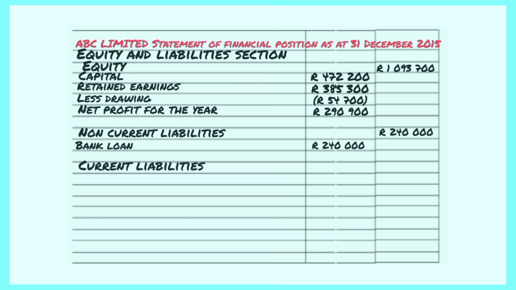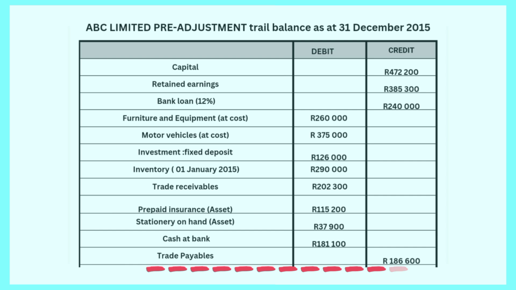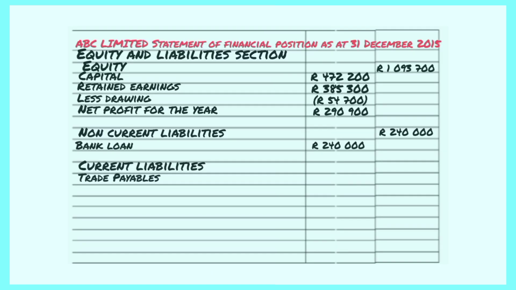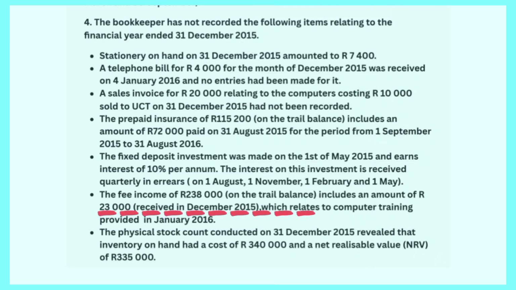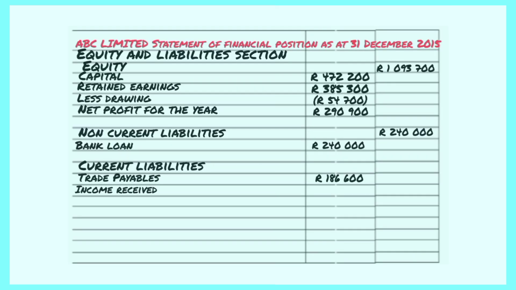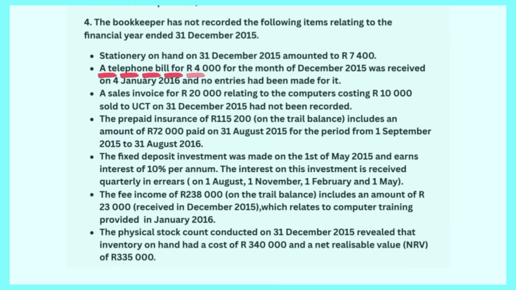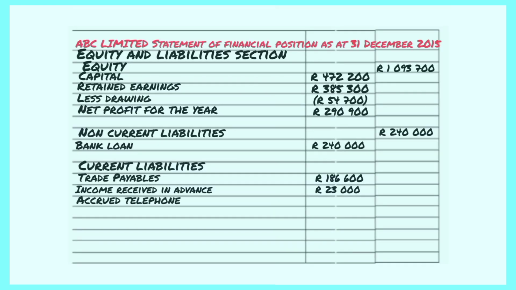We then move to current liabilities. Here on the trial balance, we have trade payables of 186,600. No information was provided regarding this. So you write down trade payables, 186,600. Remember here, we received 23,000 in advance. So you write down income received in advance, 23,000. So here we have accrued telephone expense of 4,000. You write down accrued telephone 4,000.